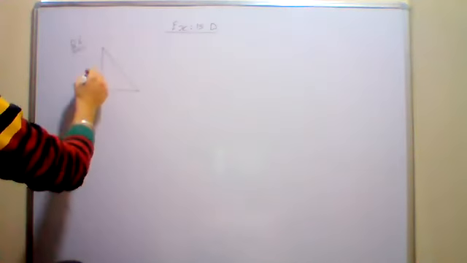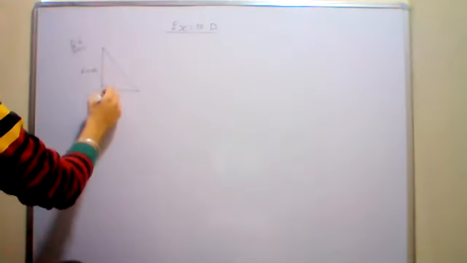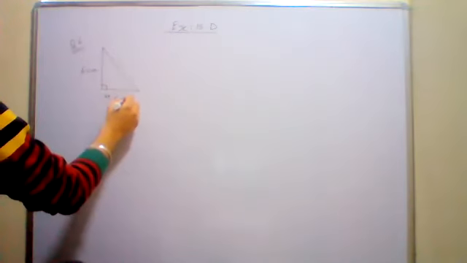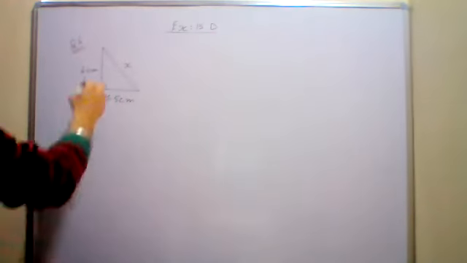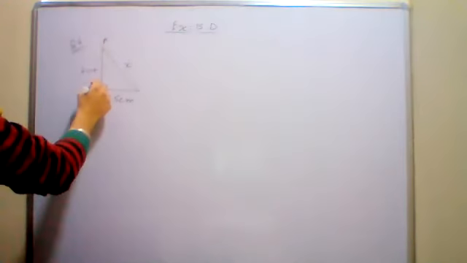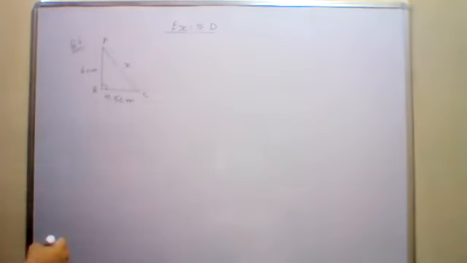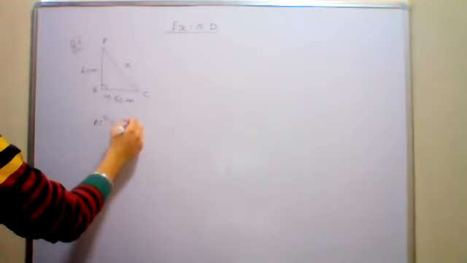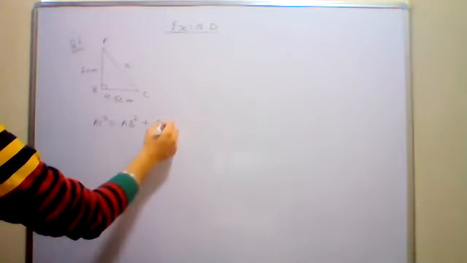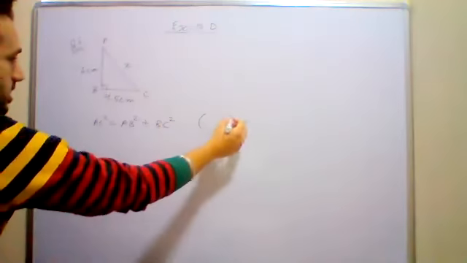This is the triangle. One side is 6 centimeters, other side is 4.5 centimeters. आपको hypotenuse निकालनी है. Hypotenuse को x लगा दीजिए. Okay, so we know that AC square is equal to AB square plus BC square. Don't forget to write the reason in the bracket.